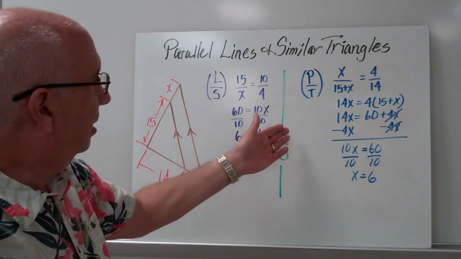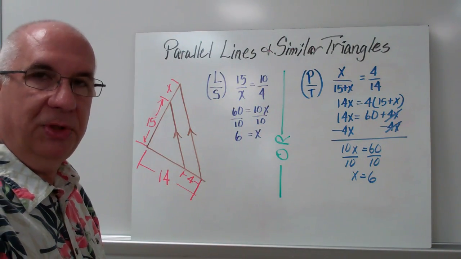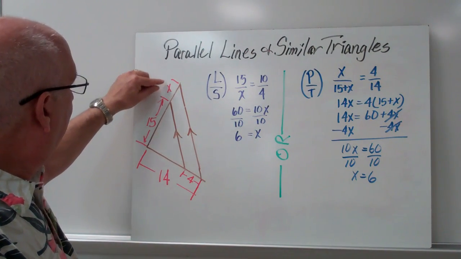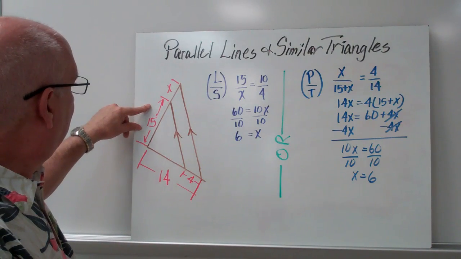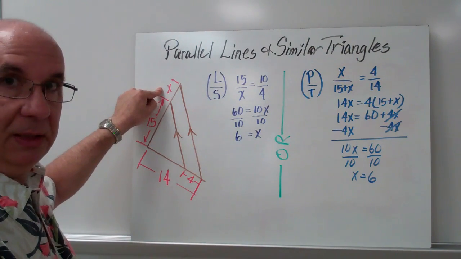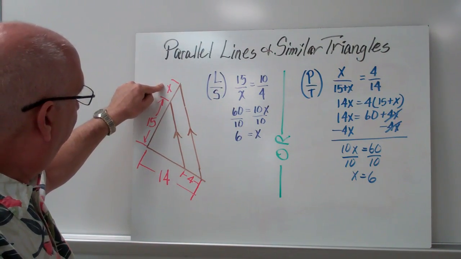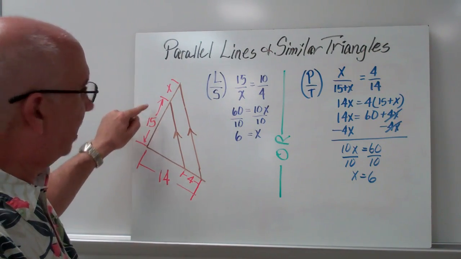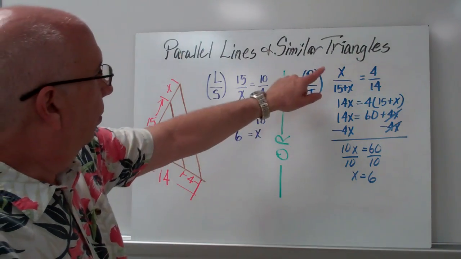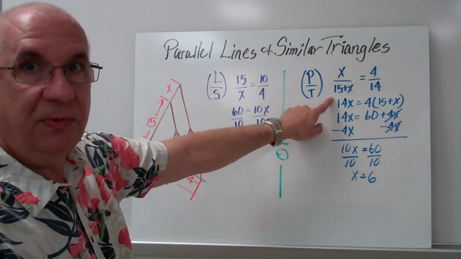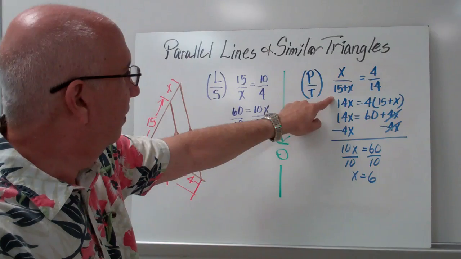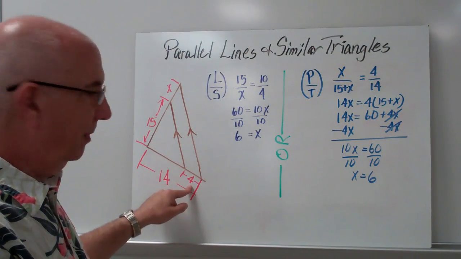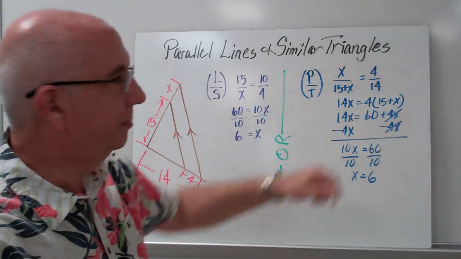I can get the same answer by using part versus total. Now the part that I've chosen to start with was this. I could have said this was part, but I chose to start with the x, this piece right here. So part versus the total. The total is these two things added together. So part is x, the total is 15 plus x. The part that corresponds to x is 4, and the total is 14.